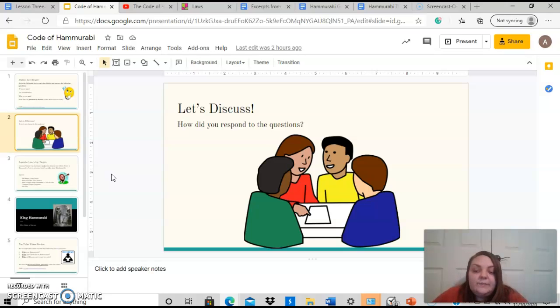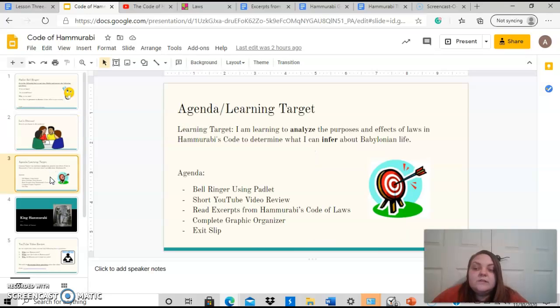The goal is to get them thinking about laws in their own life and why we have laws, so that when we later talk about King Hammurabi, they have that knowledge built and that schema, and they're aware of it. So after we discuss the Padlet, I will read the agenda and learning target to students so that they know what we're doing and what to expect.